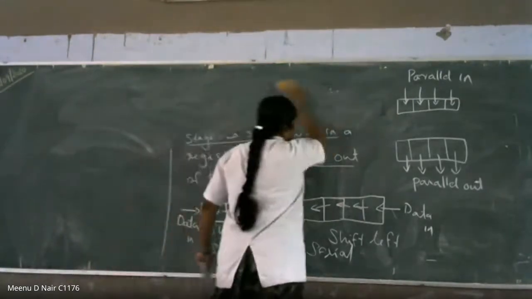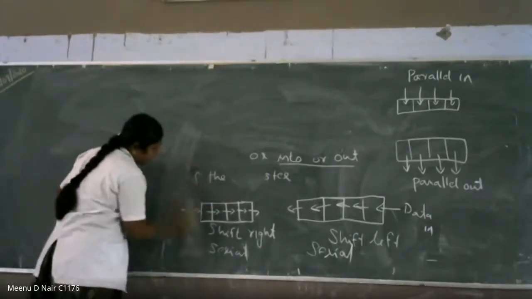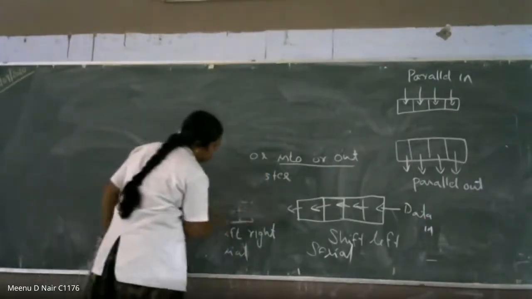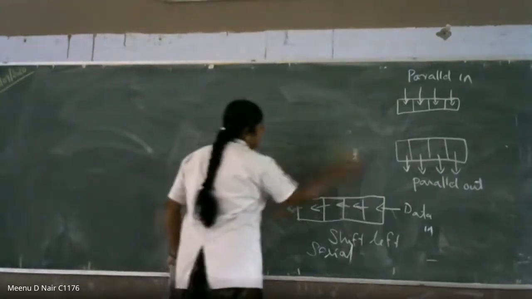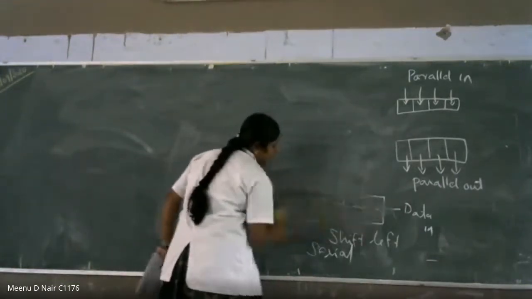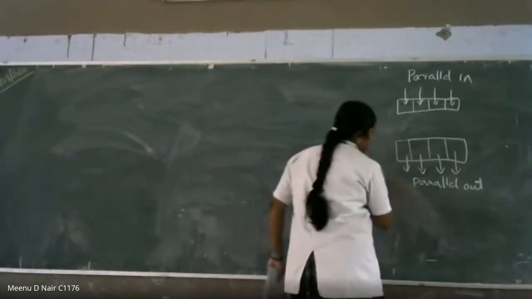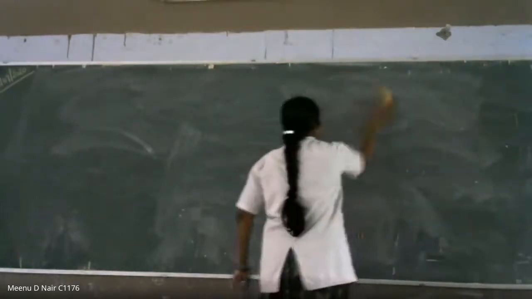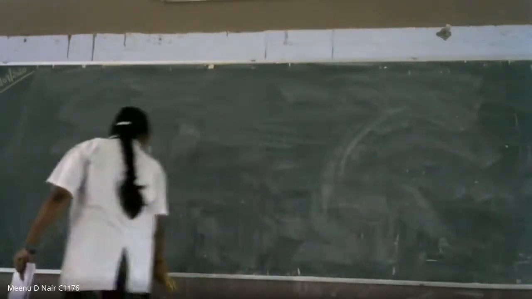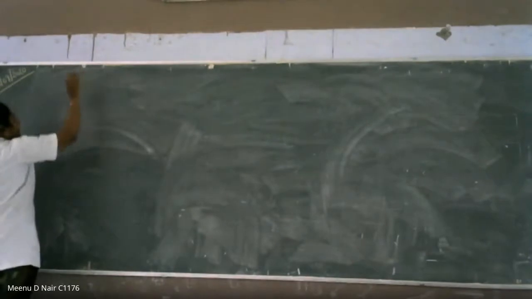And one more thing is that everything is based on the clock signal. Only if you give a clock signal will it shift left, right, or work as parallel in parallel out. All these things happen with clock pulses. A clock pulse is required for the transfer of data. We have also seen that in the static, right?